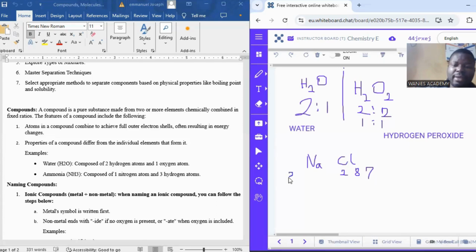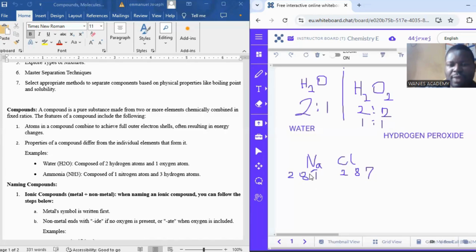Sodium from your periodic table has 11 electrons, because its atomic number is 11. So if you spread 11, you have 2, 8, 1. So here, sodium has 1 as its valence electron, or outer electron. Chlorine, on the other hand, has 7. So what then will happen?